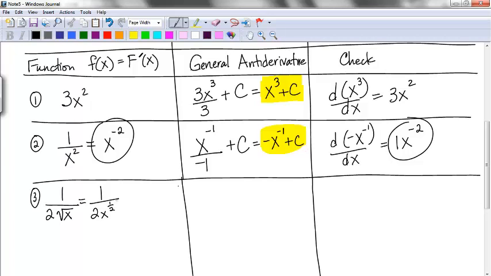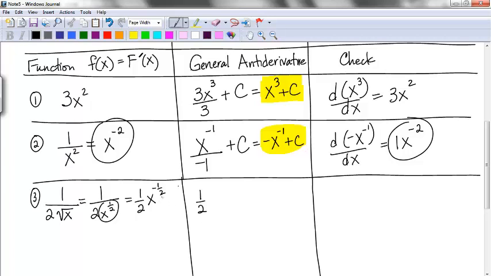X to the 1/2 power. Now, if I move that up, it does not move the 2 up. It leaves the 1/2. It moves this up, and it would be x to the negative 1/2 power. So you simplify it first, and then we'd still have the 1/2.